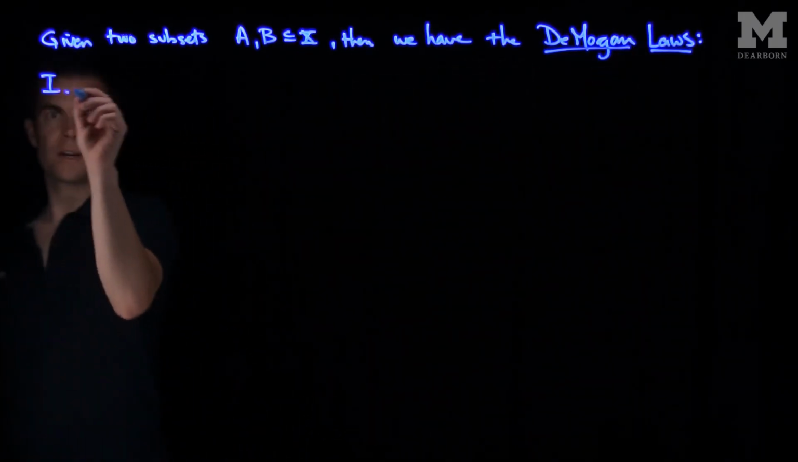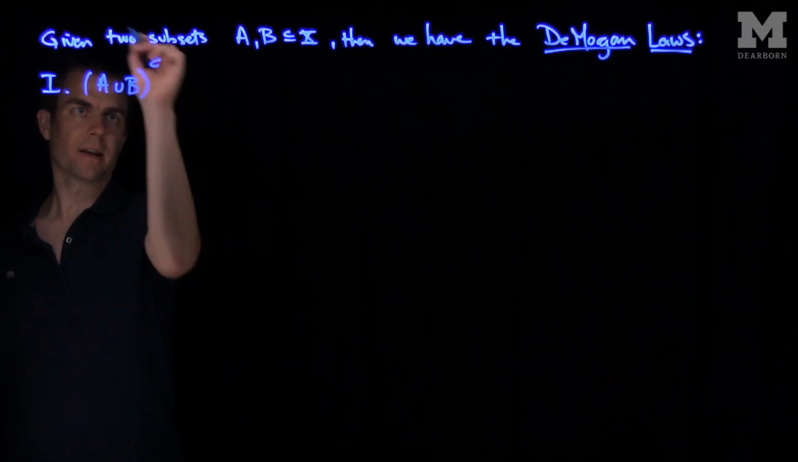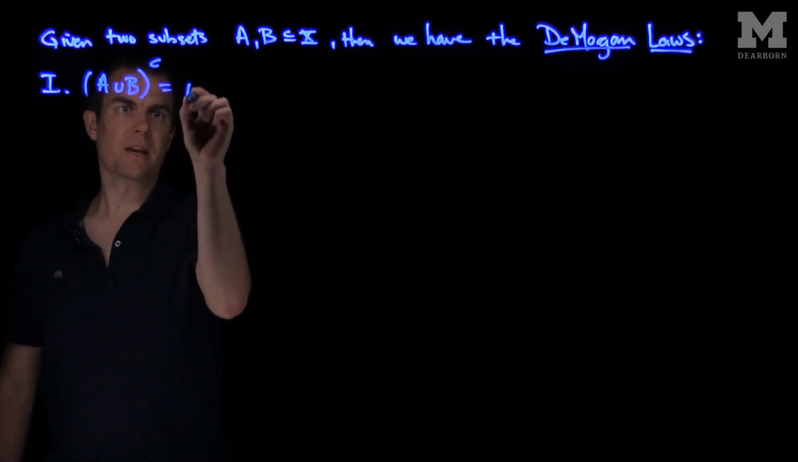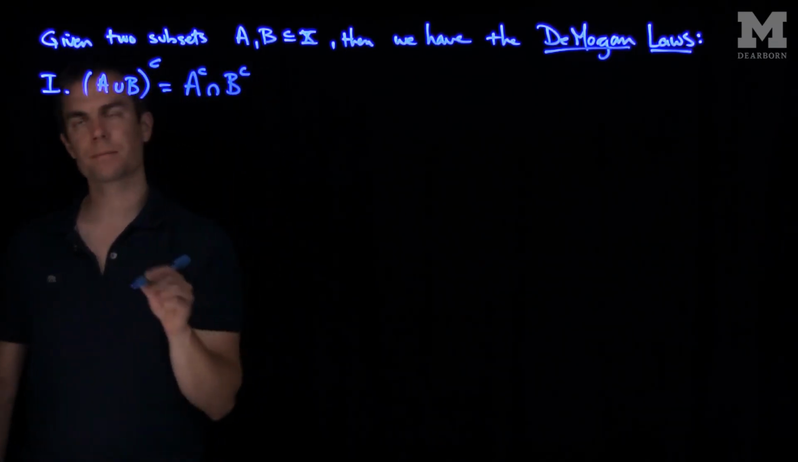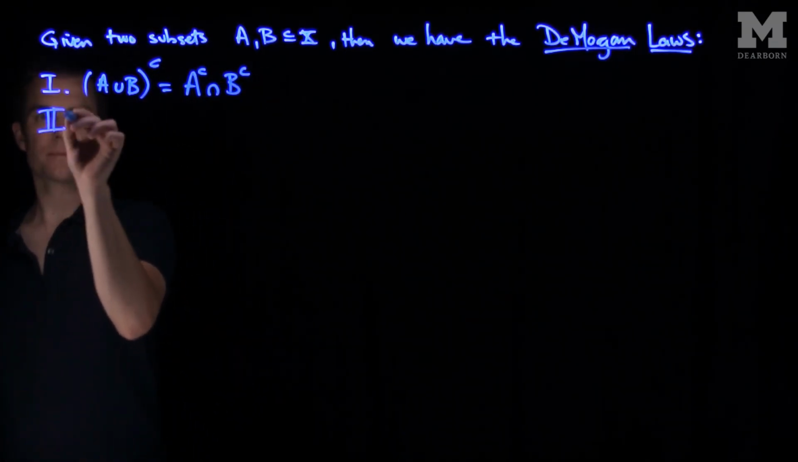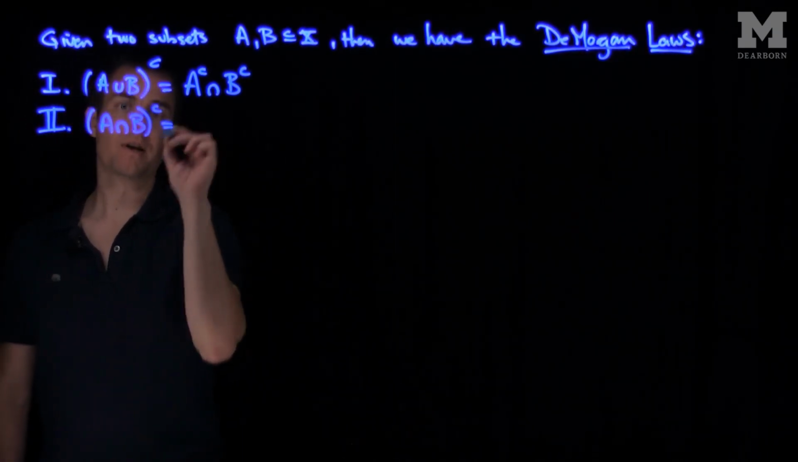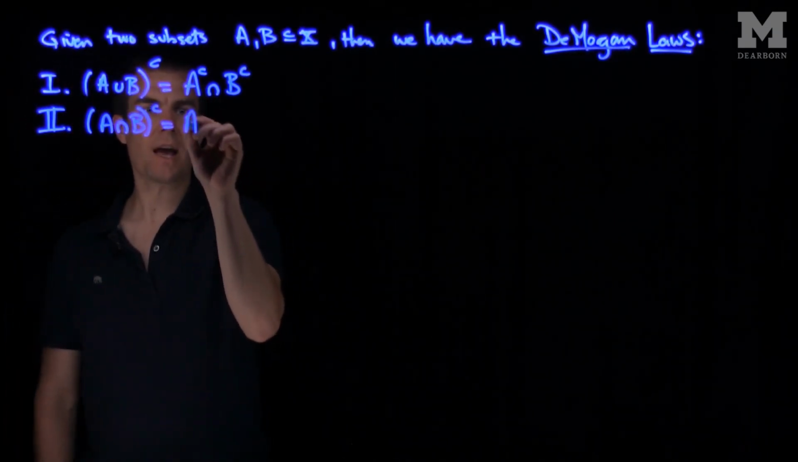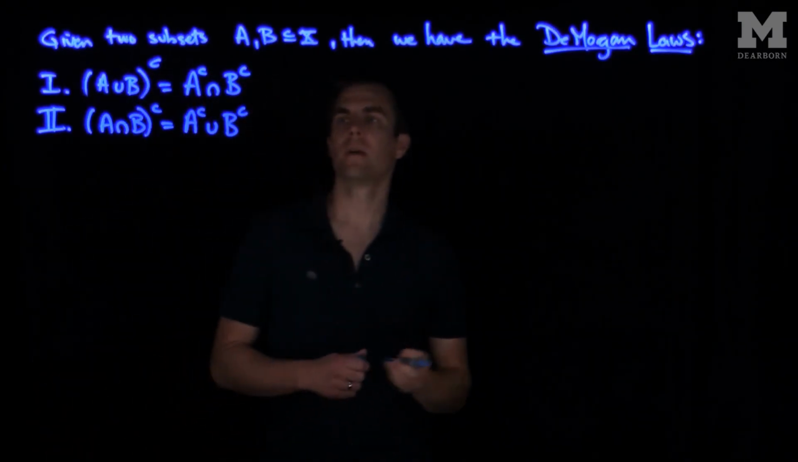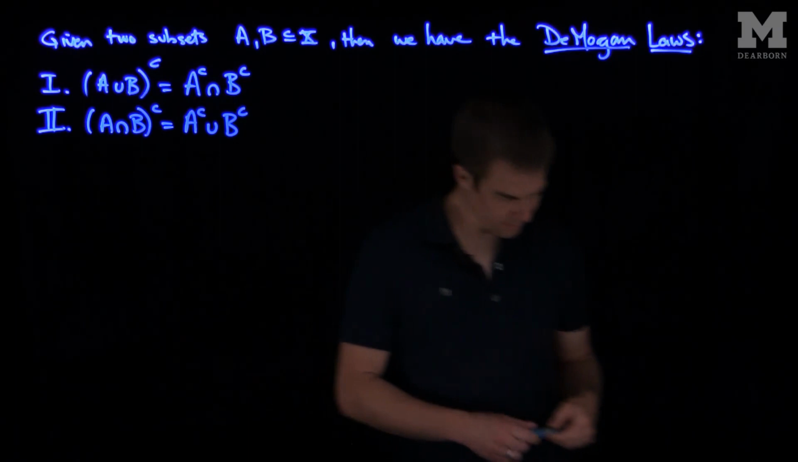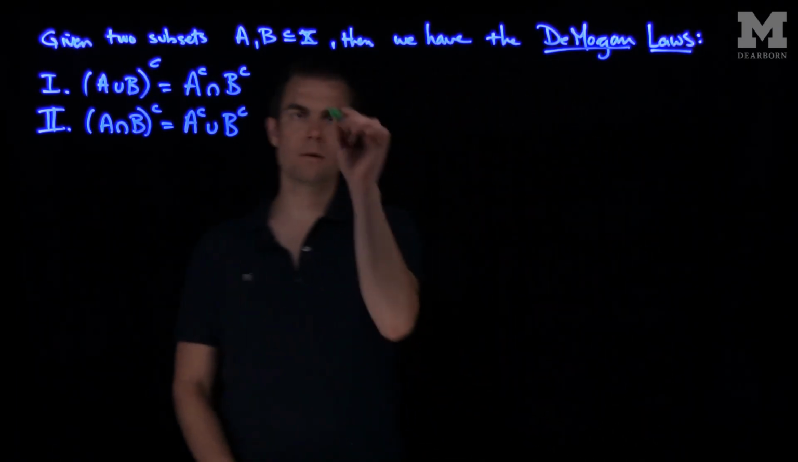The first law says that if I look at A union B and take the complement of that, that is the same as A complement intersect B complement. The second is that if I look at A intersection B complement, that's the same as A complement union B complement. And so what we can do is we can visualize this geometrically for one.